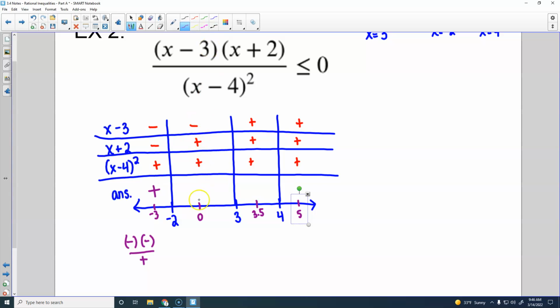If I think about this here, I would have negative times positive over positive. What's that going to give me? A negative. And for these last two, I've got positive, positive, positive. Everything's positive, right? So I'm going to get positives there. So this last line right here, this line that I call answer, that's what we're looking at to answer the question, right? This is just work leading up to it.